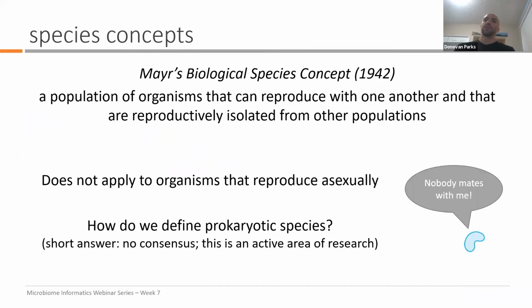So I'm sure all of you are aware of Mayr's biological species concept. This is the idea that we can define a species as a population of organisms that can reproduce with one another, but that are reproductively isolated from other populations. This is a very widely used species concept for eukaryotes, but of course this doesn't apply to bacteria and archaea, which reproduce asexually.